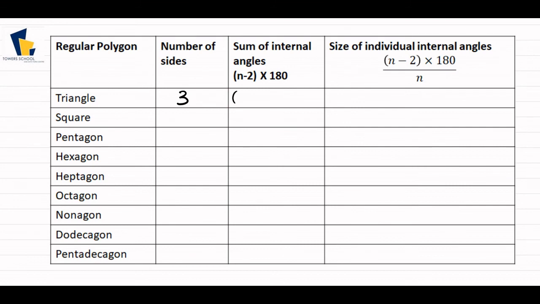You're then going to do 3 minus 2 times 180, which will give you 180. So all the angles in the triangle add up to 180. We're then going to find the size of an individual angle on a regular triangle, which would be the equilateral one. So we're going to do 3 minus 2 times 180, which will give me 180, and I'm going to divide it by 3. We get 60 degrees. I need you to copy out and complete the rest of this table, please.